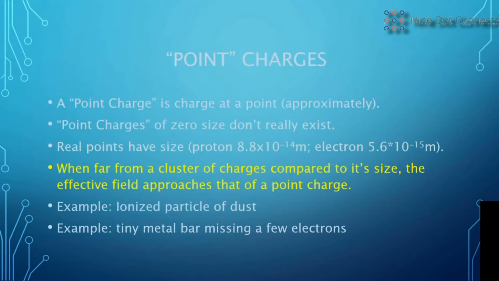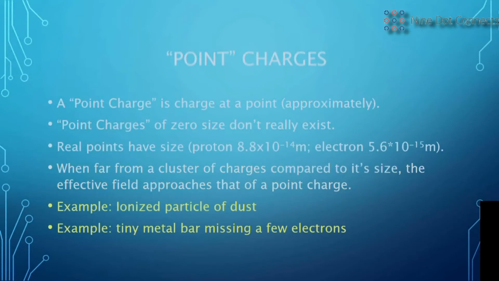For example, we can talk about ionized particles like dust. They're very small, so when we're more than about 10 times the diameter of that particle away, any charge that's on it will look very much like a point charge. Another thing might be a tiny metal bar, say a millimeter cube.